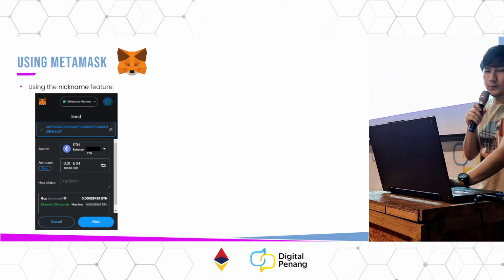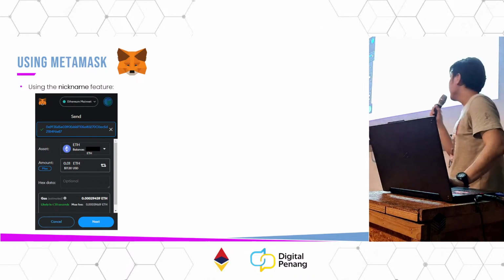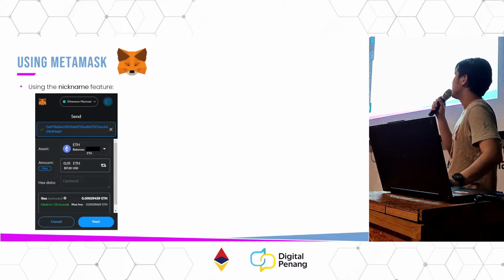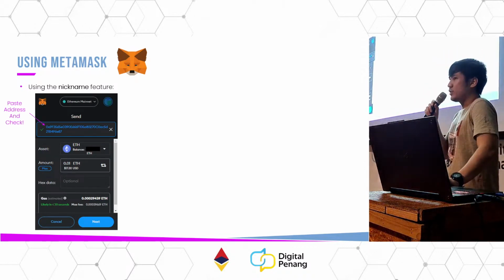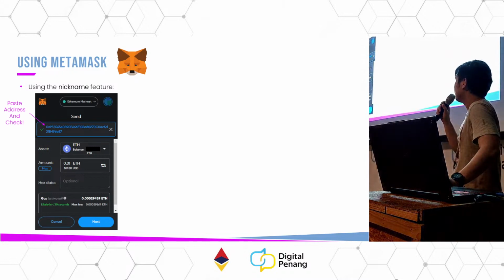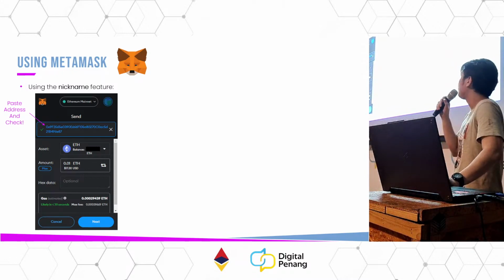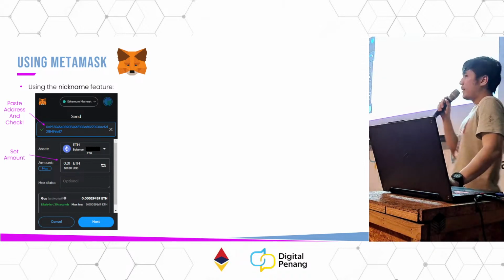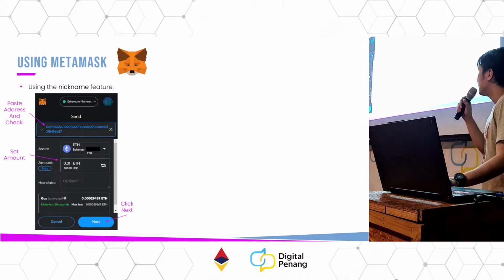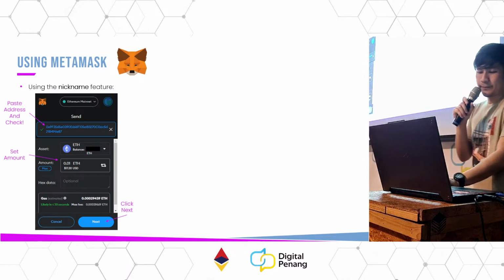Okay. So first, when you are sending your transaction, you paste in the address that you want to transfer to, right? You paste the address and check each letter that you have pasted in. After that, you set your amount, how much you want to send, and then you click next. So it'll go to the next part.